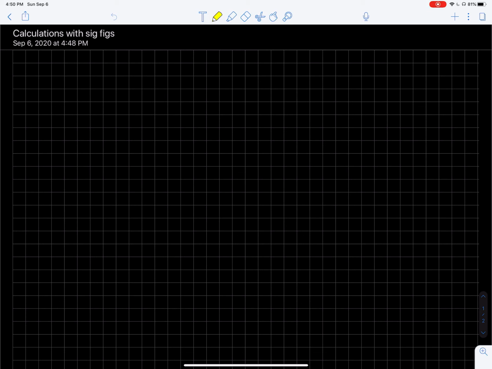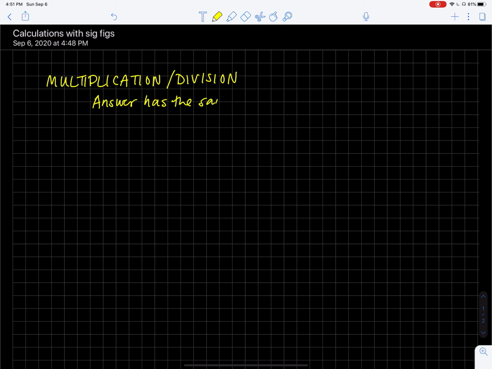So we'll start with the easier one, which is for multiplication. And it's also for division because if you think about it, division is multiplication by 1 over the number you're dividing by. So it's the same thing. And the rule for multiplication and division is that your answer has to have the same number of sig figs as the number in your calculation that has the smallest number of sig figs. So I'll finish writing that out so you can get it down.